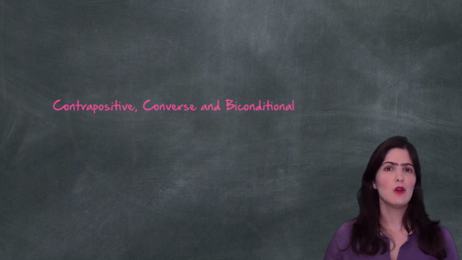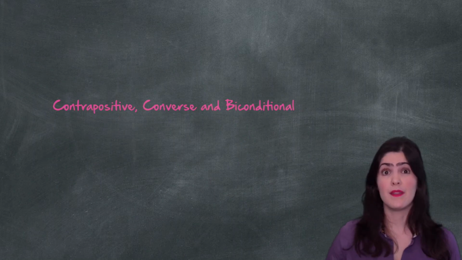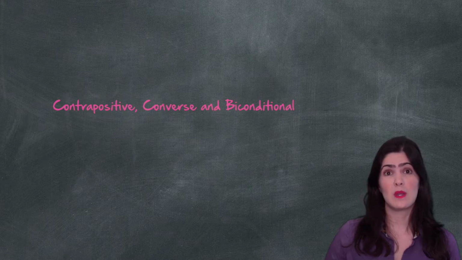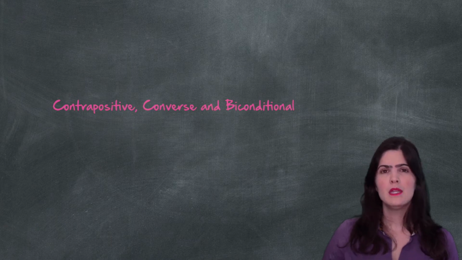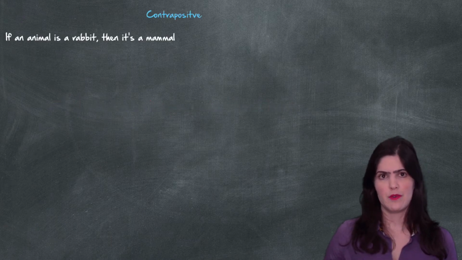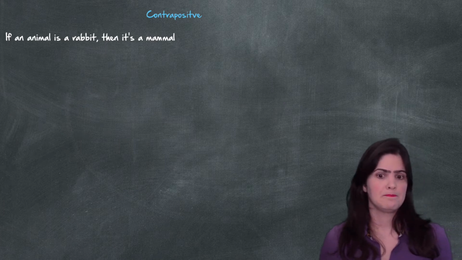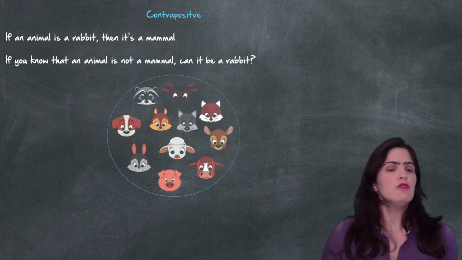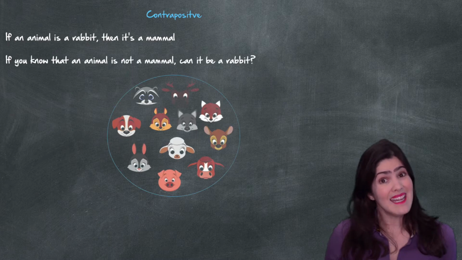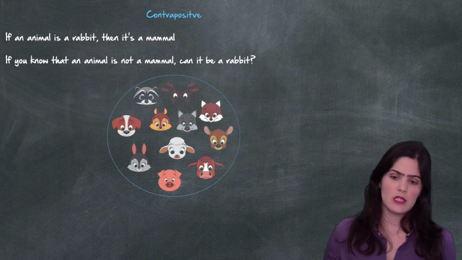In this video, we're going to talk about the contrapositive and the converse of a conditional statement, as well as the biconditional. So let's first start with the contrapositive. I know that if an animal is a rabbit, then it is a mammal. And then if you know that an animal is not a mammal, can it be a rabbit? Well, let's take a look at this picture.